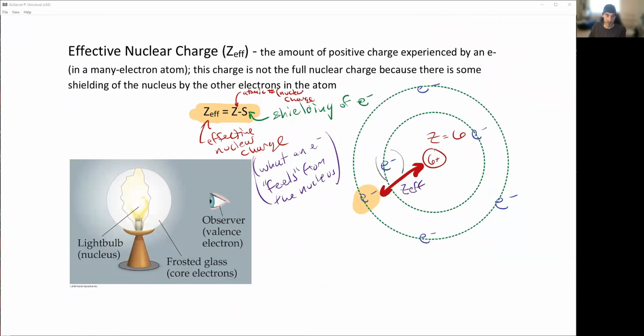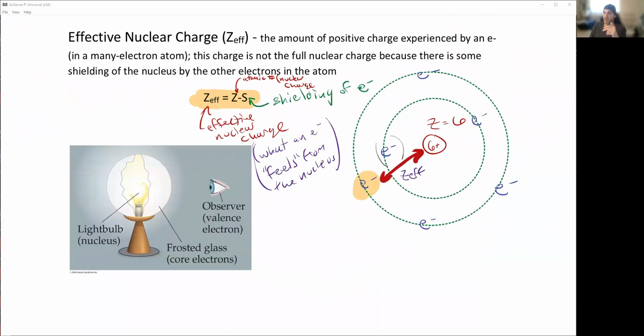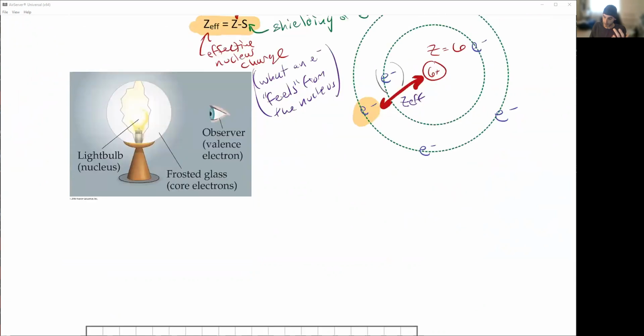And so we can actually do these calculations to figure out what an effective nuclear charge is, and that's going to kind of drive the rest of our conversation. Okay, so that's the concept behind it. We're going to do a calculation for it in just a second, but that's the idea behind it.